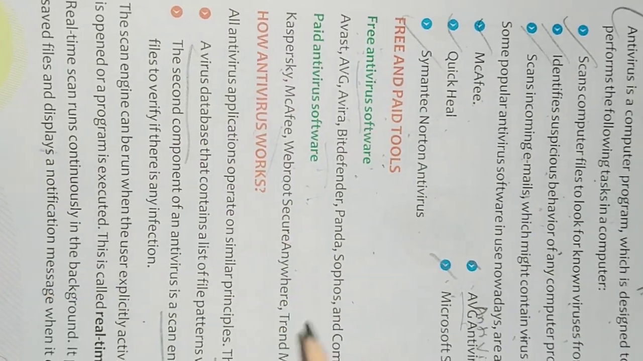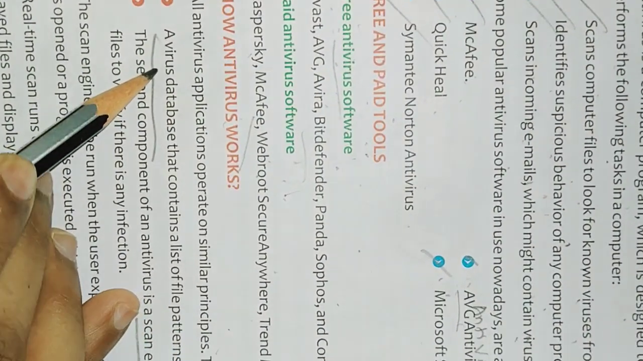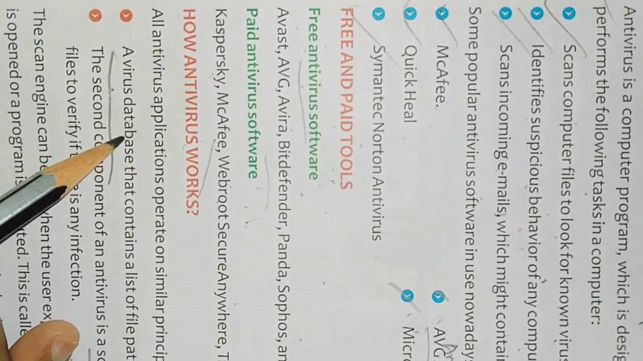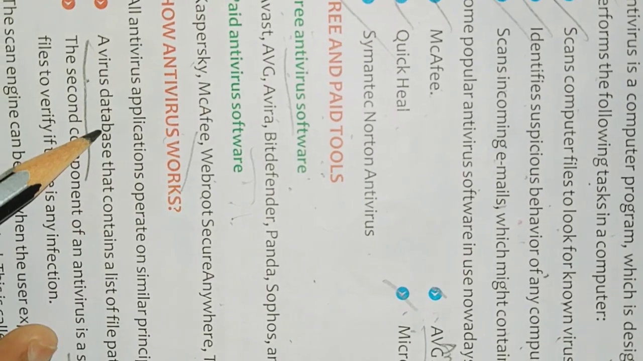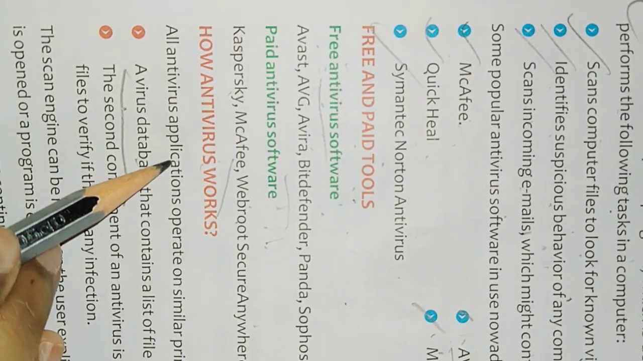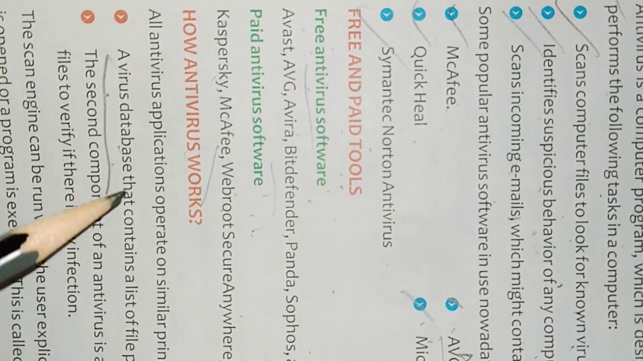How does this antivirus work? All antivirus applications operate on similar principles. There are two main components in an antivirus. A database will be there. Database means a large collection of information arranged in a table manner, a large series of data.